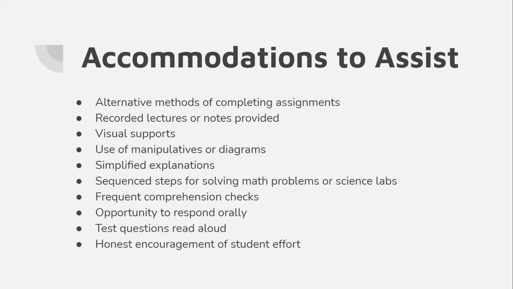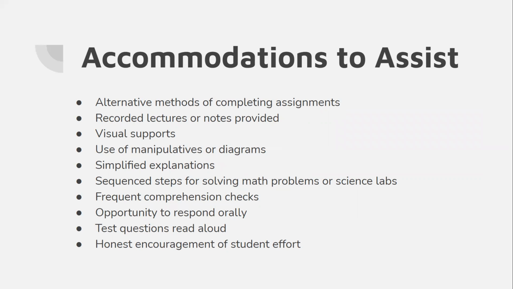There are some accommodations that can be used to assist students who have learning disabilities in the classroom. Some suggested accommodations include providing an alternative method to complete assignments. This might be a way for them to use a creative side or find a way that they're more comfortable to turn that in. The opportunity to have lectures recorded or notes provided for a lecture. Use of visual supports when possible, including diagrams, use of manipulatives in math to help them.